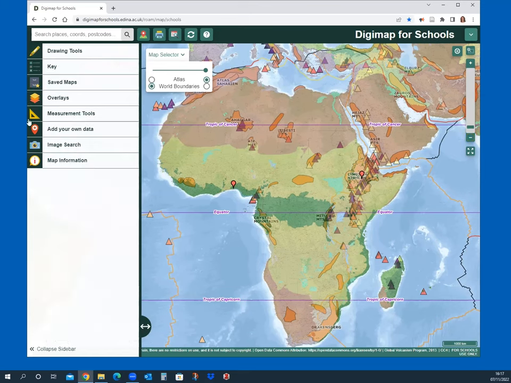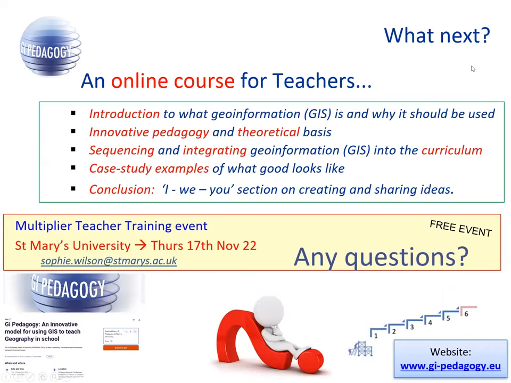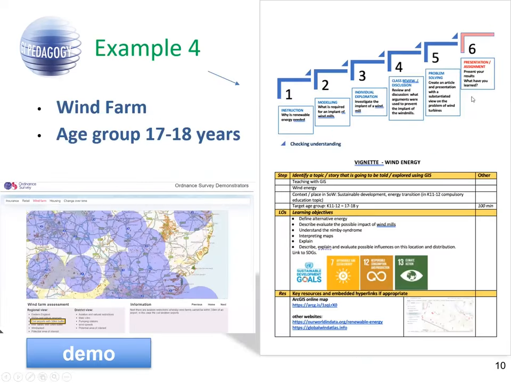Now, in the final step, I want to share with you the final part of this, which the Ordnance Survey have developed for us. So if we have a look here, the fourth example is the top stage. It says present your results. So what you'll find is that there are a whole series of Ordnance Survey demonstrators. And the one I particularly like, with links to all the stuff we'd done in the Netherlands and in Belgium, was the wind farms.